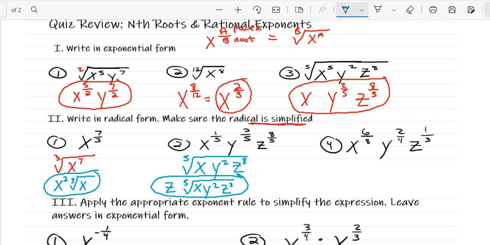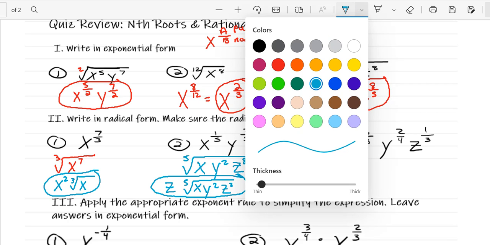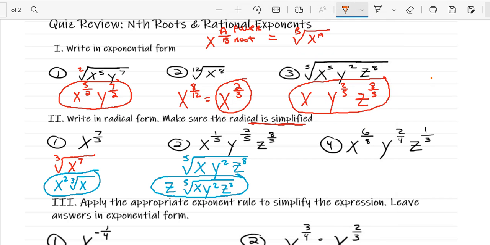And here for the last one, before I even wrote these as radicals, I would take a minute to reduce these fractions. Again, any fraction that's not simplified wouldn't be correct. So let's make this 3/4, and let's make this 1/2. So now we can put everything into the radical form.